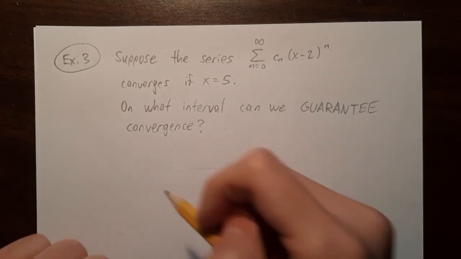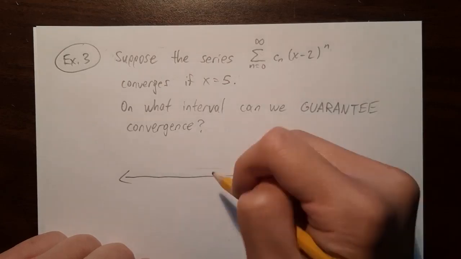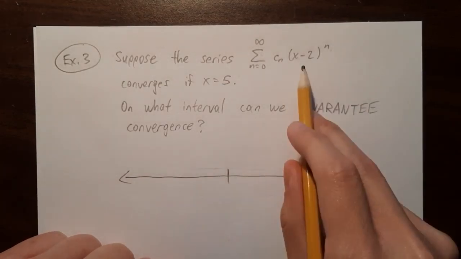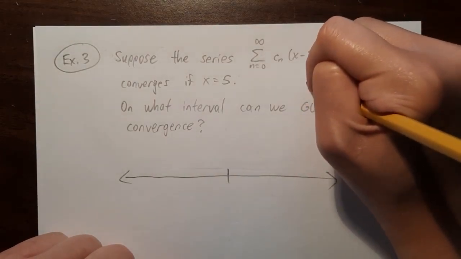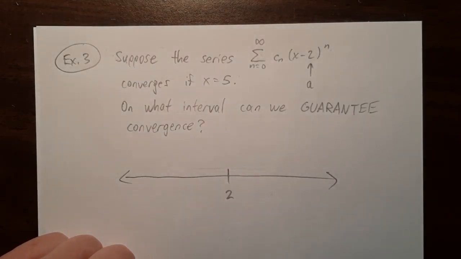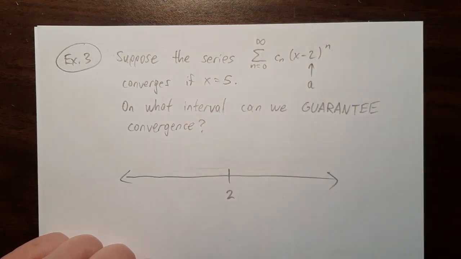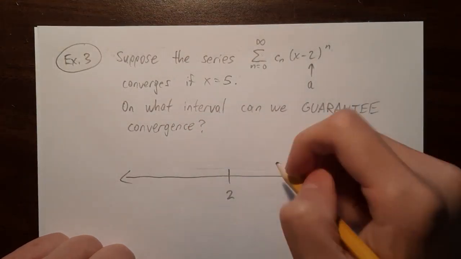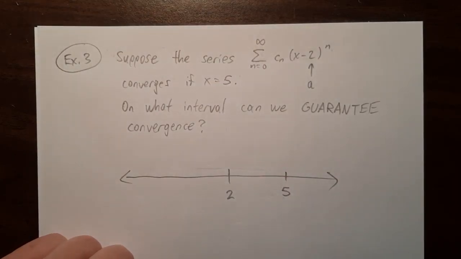Well, again, I think a picture is helpful here, so let me sketch a quick little number line. I'm going to let that point be the center point. So where's the center point this time? I think the center point's 2, right? It's x minus a, so a is the center. So this series is centered at 2, and its interval of convergence is going to be some radius away from 2. The piece of information we know is that at x equals 5, it converges.